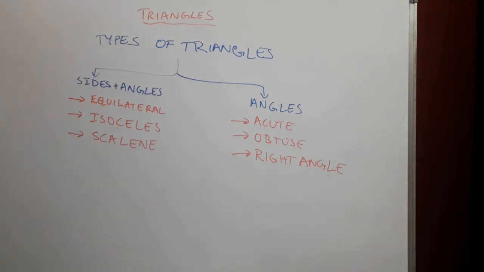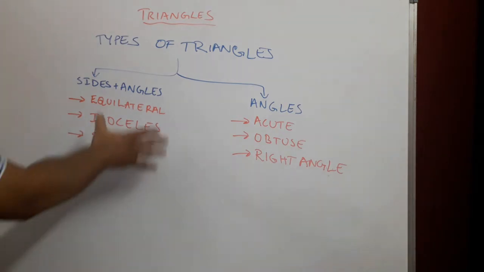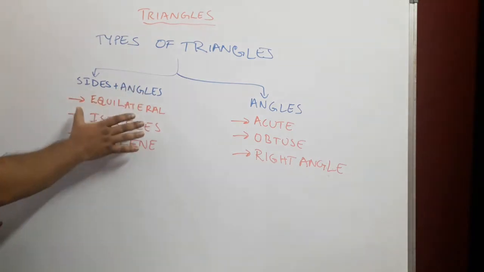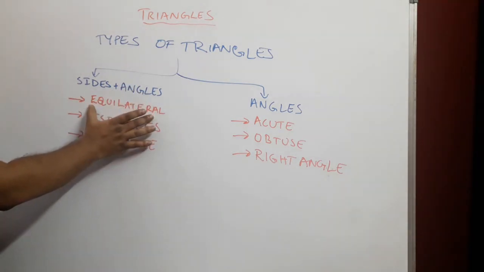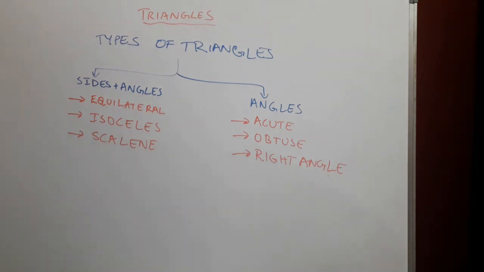There are only two parts to a triangle. They have three sides and they have three angles. So the types of triangles will also vary based on their sides and angles. Let's first have a look at those under sides and angles. We'll look at the equilateral triangle first, then we'll go to isosceles, and then we'll go to the scalene triangle.